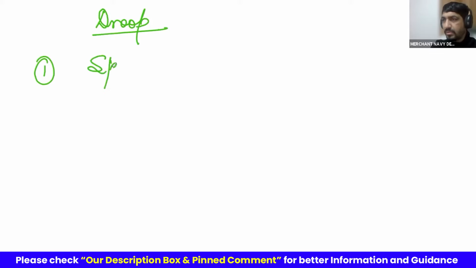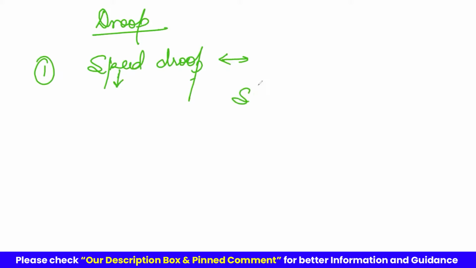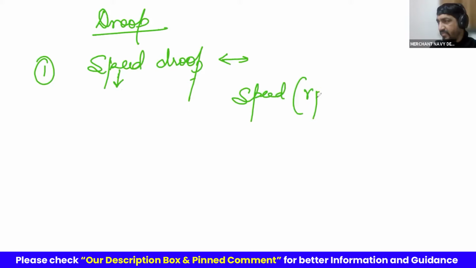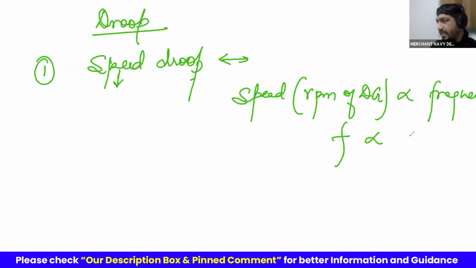Okay. So when we say droop, speed droop, we more or less link it with speed, that is RPM of the generator. Obviously, when we say speed, we talk about RPM of the generator of DG. That is directly proportional to frequency. Or you can say frequency is directly proportional to RPM.